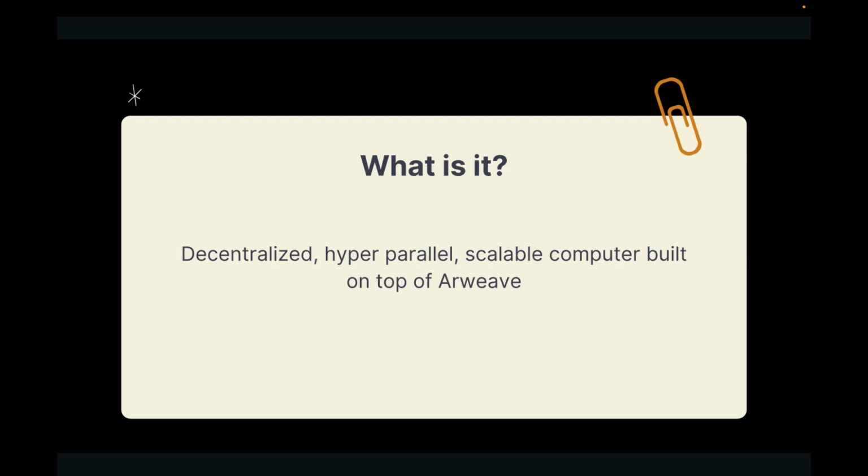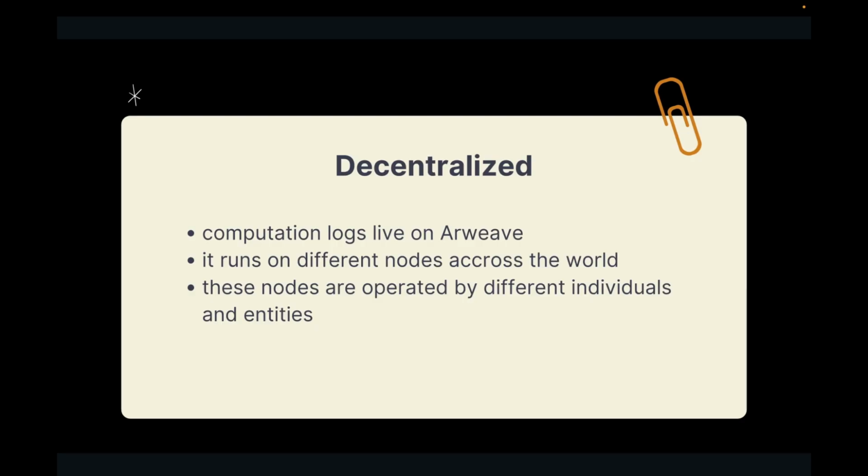It's a decentralized, hyperparallel, scalable computer built on top of Arweave. All the computational logs, all interactions live permanently on Arweave, and the AO computer runs on different nodes across the world. To be precise, these are Hyperbeam nodes, and we shall see what Hyperbeam is later down. These nodes are not run by just one entity, they are run by the community, by different individuals around the world and different entities in the ecosystem.